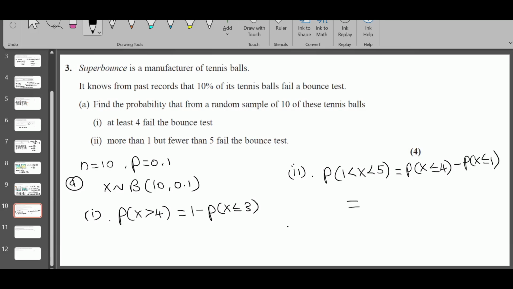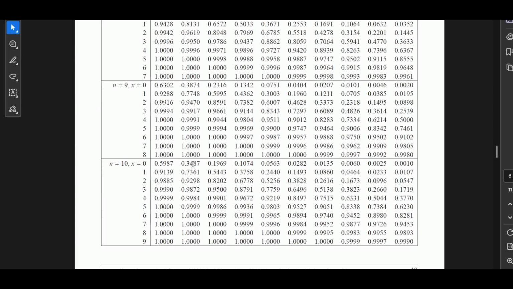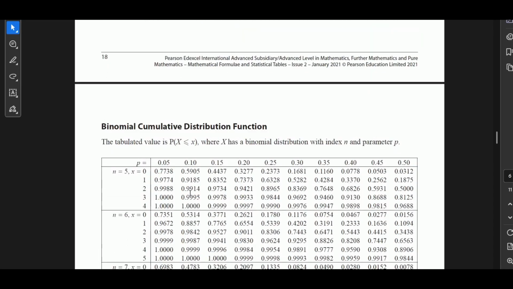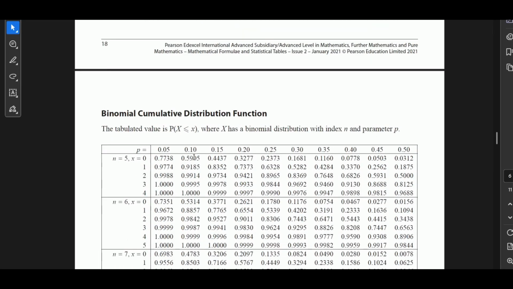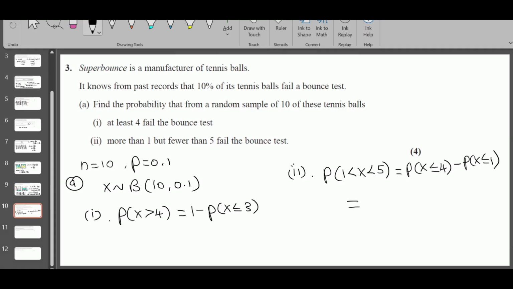So I'm going to get these table values for n is equal to 10, probability is 0.1. So here n is 10, the probability 0.1 is in the second column, as you can see here. We need the value of X is 3, which is 0.9872. This is 1 minus 0.9872. So your answer is 0.0128. That's all.